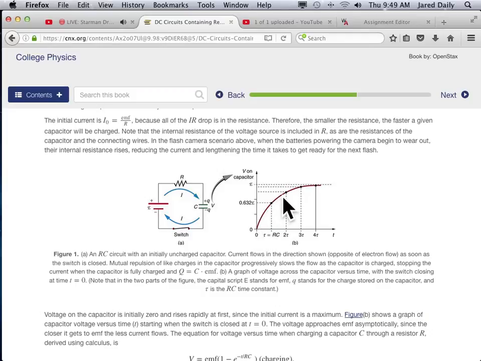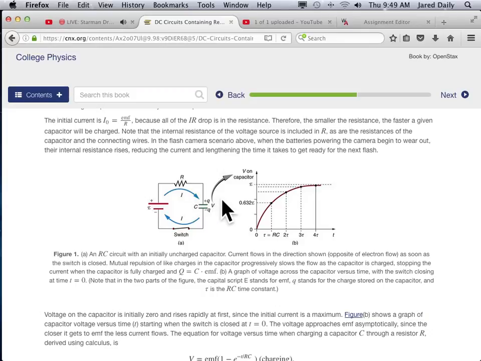But as it goes on, there's going to be no more buildup. It's just going to level off, or the amount of buildup is going to reach a maximum point, which is going to come close to the EMF of the battery. So the capacitor's voltage, at the end of a long time, will equal the voltage across the battery.